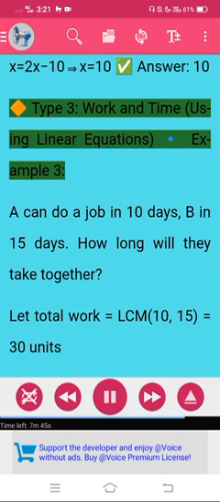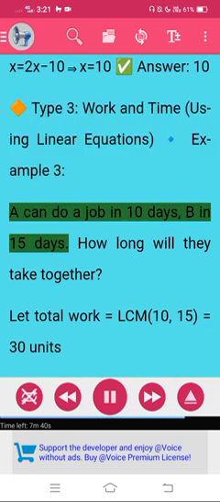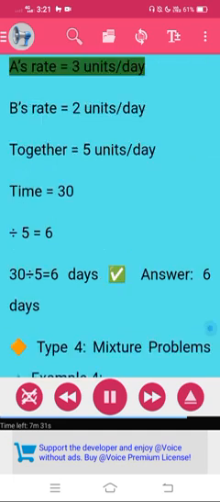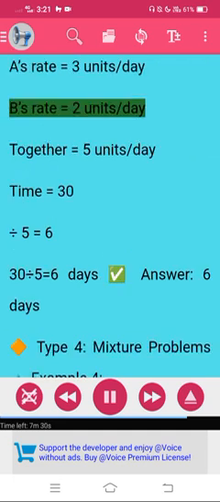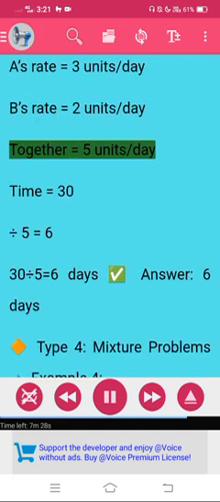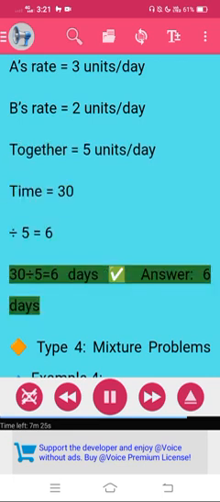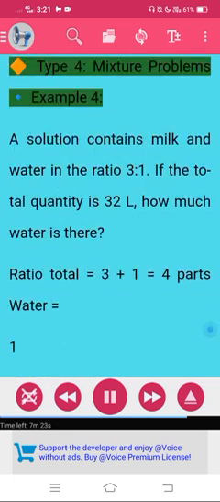Answer: 10. Type 3: Work and time using linear equations. Example 3: A can do a job in 10 days, B in 15 days. How long will they take together? Let total work equal the LCM of 10 and 15, which is 30 units. A's rate equals 3 units per day. B's rate equals 2 units per day. Together equals 5 units per day. Time equals 30 divided by 5 equals 6 days. Answer: 6 days.